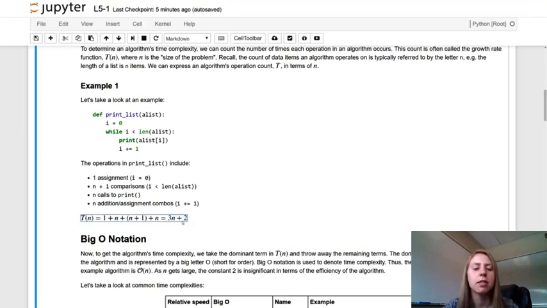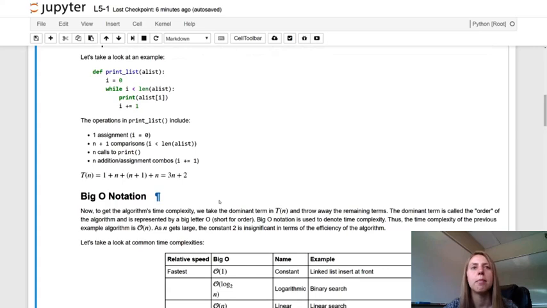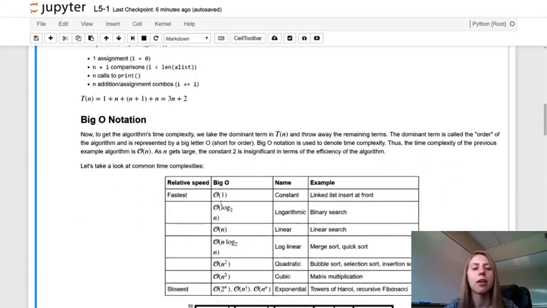Now, some of these operations are negligible. So in terms of the efficiency of needing to walk through each item in a list, I don't care about these plus 2 operations here. Those are negligible. And in fact, even this 3 is negligible too. It's a scaling factor for really the bulk of the work being done, which is walking through a list of n items. So this is kind of the idea behind big O notation: we're going to grab the most dominant term of a growth rate function and use that to represent the efficiency of an algorithm in terms of time.